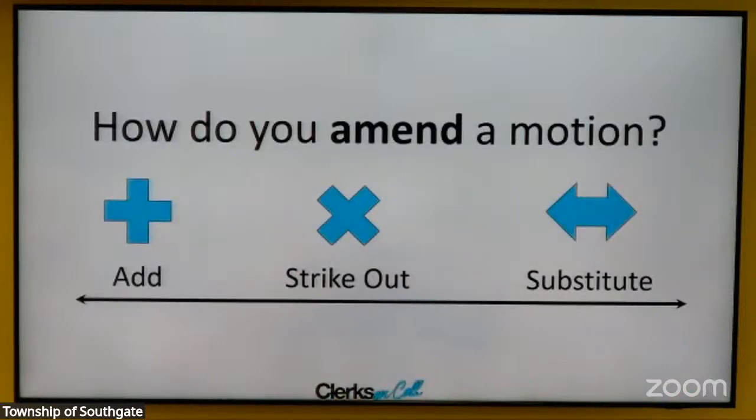So how do you amend or modify a motion? There's three ways essentially that you can do it. You can insert something within the motion or to the end of the motion. You can strike out words or even a whole paragraph, or you can strike out and insert or substitute words or a paragraph.